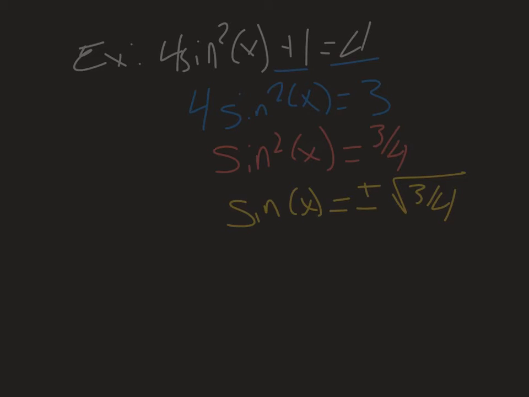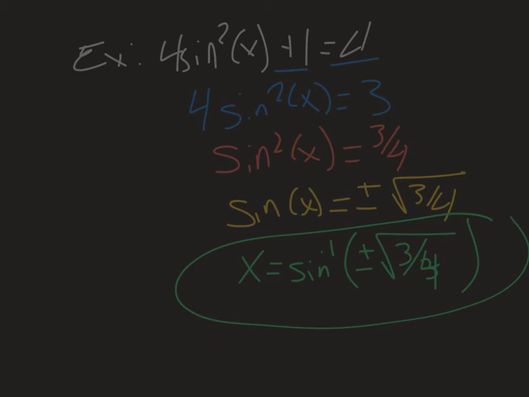And then, to get x by itself, this is where we do our inverse sine, or arc sine, whichever one you prefer. So x is going to equal the inverse sine of plus or minus the square root of 3/4, which is very complex for a solution, and we may want to test both of those and make sure that they do work. Make sure that we do get a real solution, but at the moment, that would be how we would solve that.